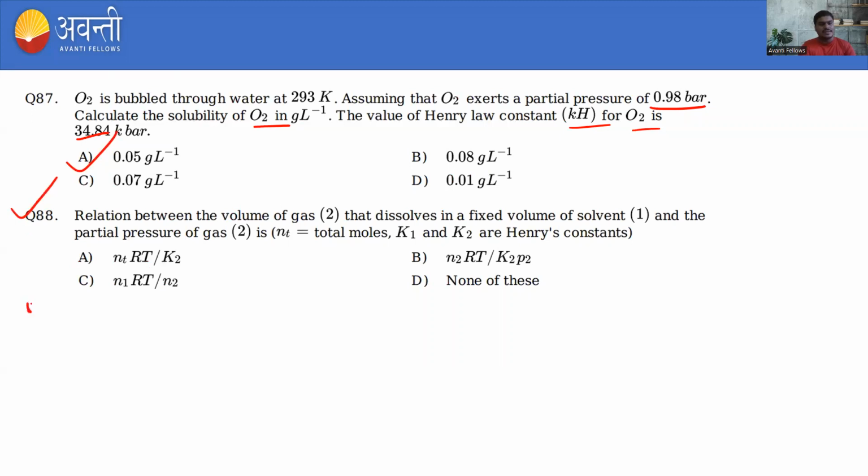Move to the next question, that is question 88. The relation between the volume of the gas 2 that dissolves in a fixed volume of the solvent 1 and the partial pressure of the gas 2 is given, with K1, K2 being the Henry constants. So you have to find the relation between these. By Henry's law, we know that P is equal to X, that is the mole fraction, into KH. So this is for P1, and this is for P2. It comes out to be X2 into K2.